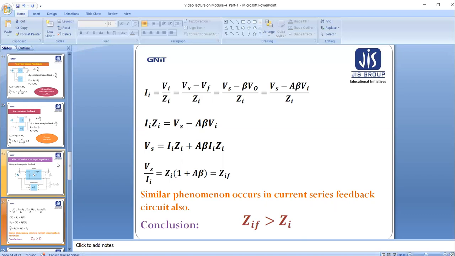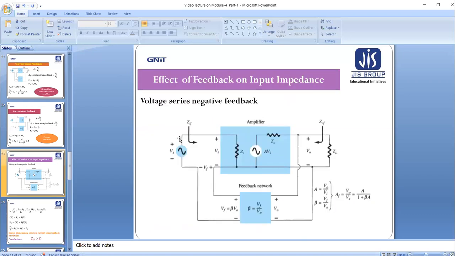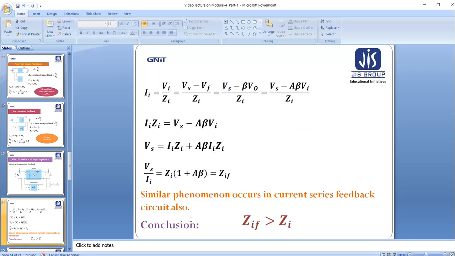Now let's again go into the circuit. Vs is the actual input. The current is in series, so it is Ii. So Vs by Ii is nothing but the input impedance of the entire circuit. The entire circuit means the circuit with feedback. So Vs by Ii is nothing but Zif.